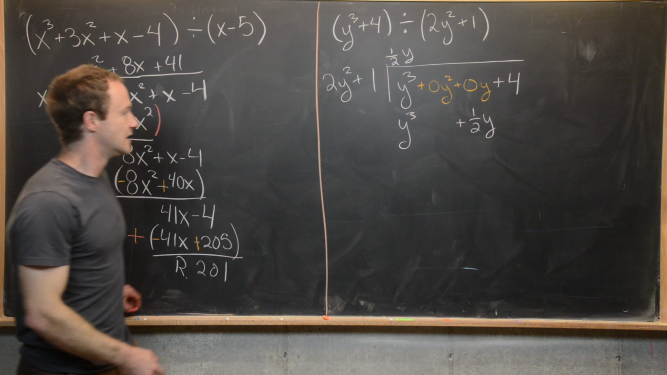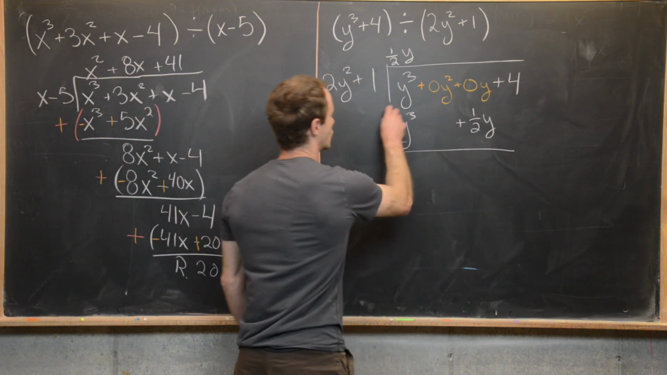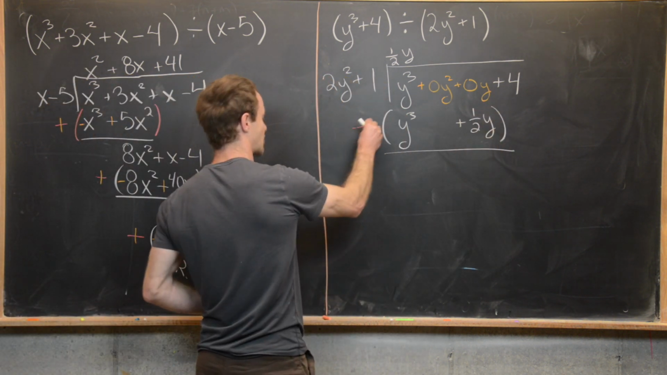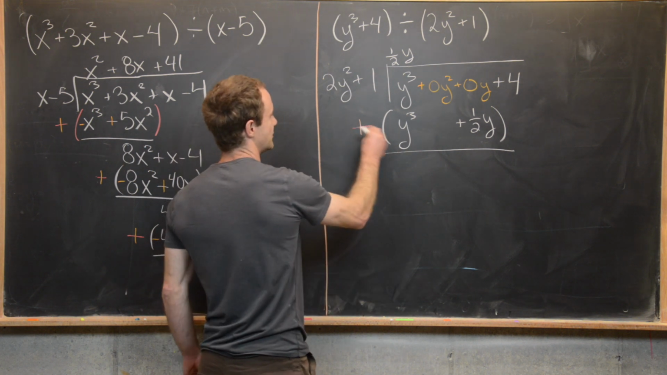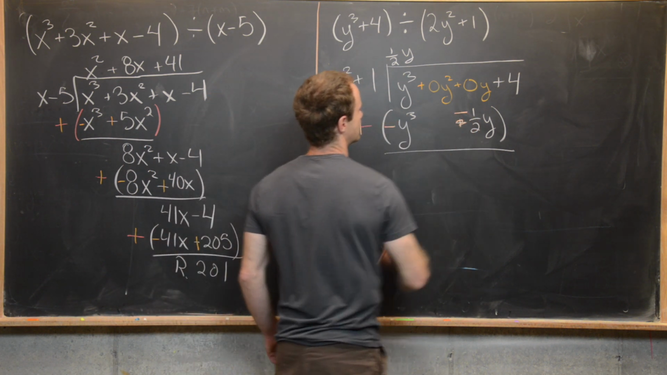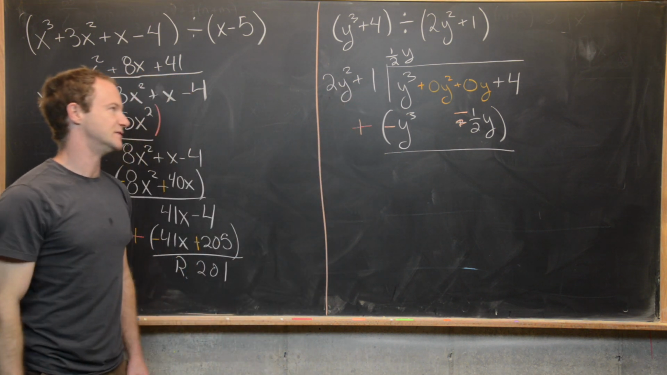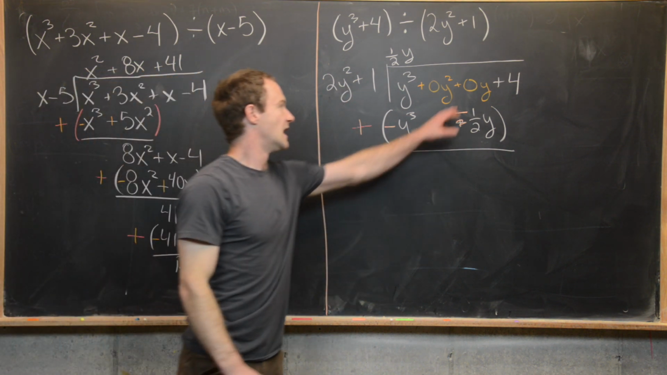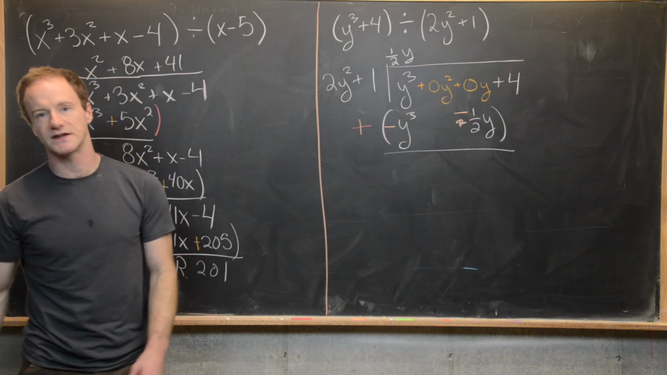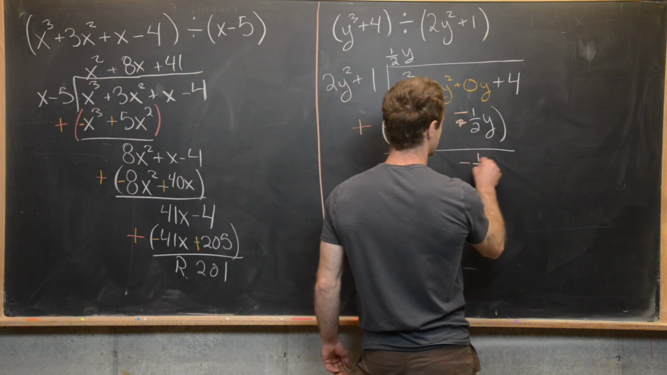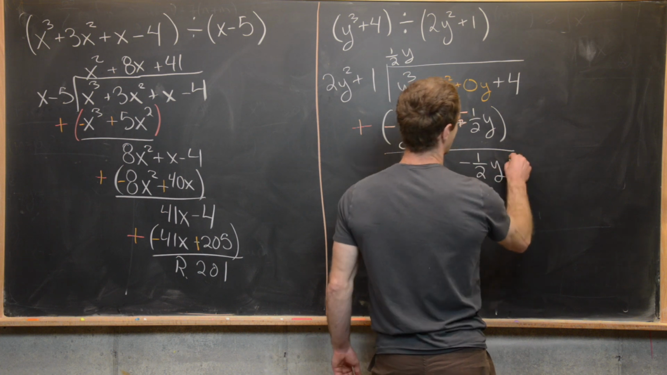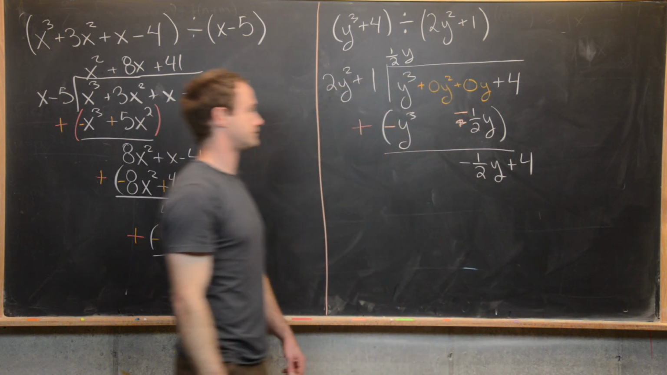Okay, good. Now we're going to go ahead and group and subtract. So we can distribute this minus sign through. That means we're going to subtract both of those parts. The y cubed minus the y cubed is 0, which was our first goal. And then 0y minus half y, so that's going to be minus half y. So we've got negative half y, bring the 4 down, so plus 4.